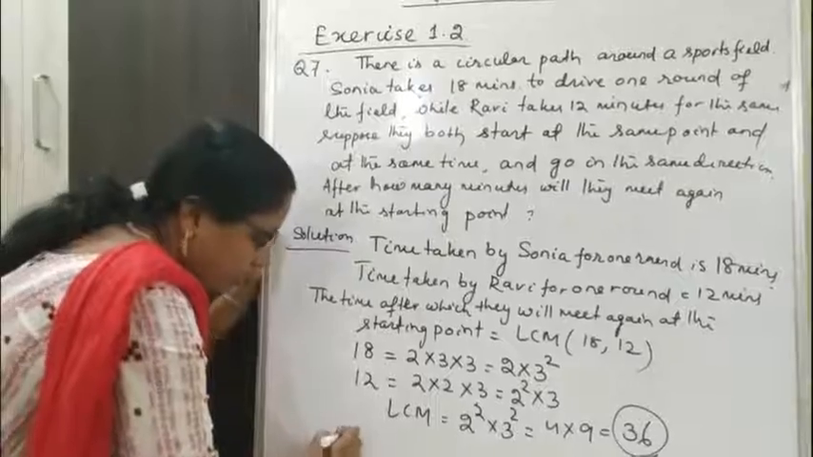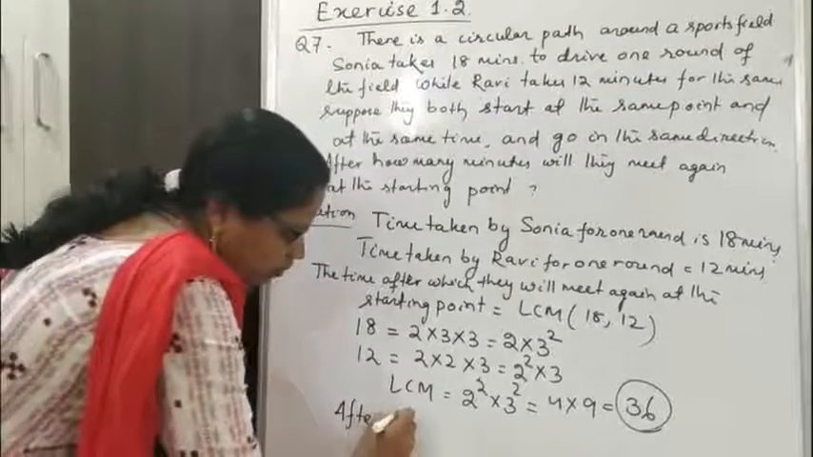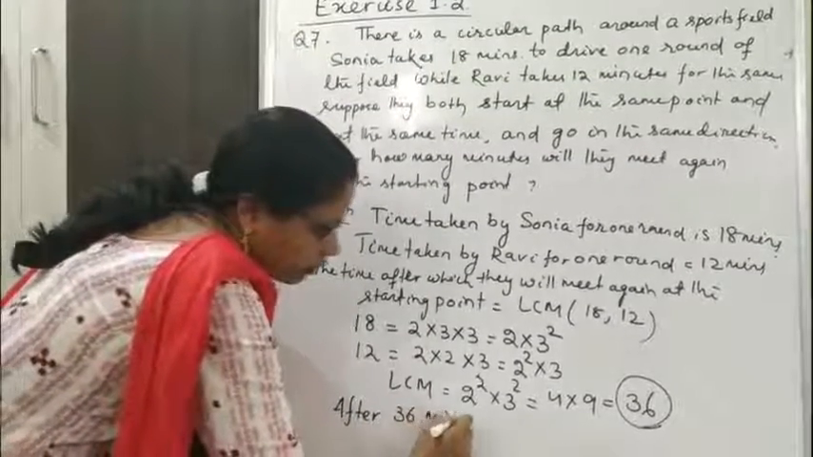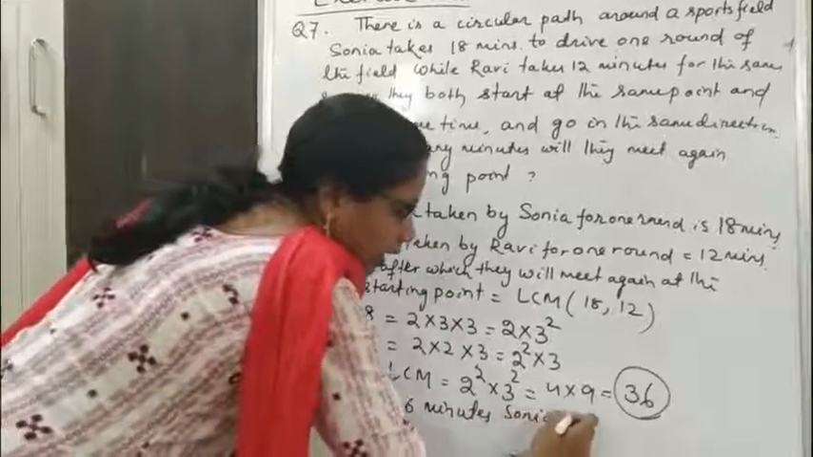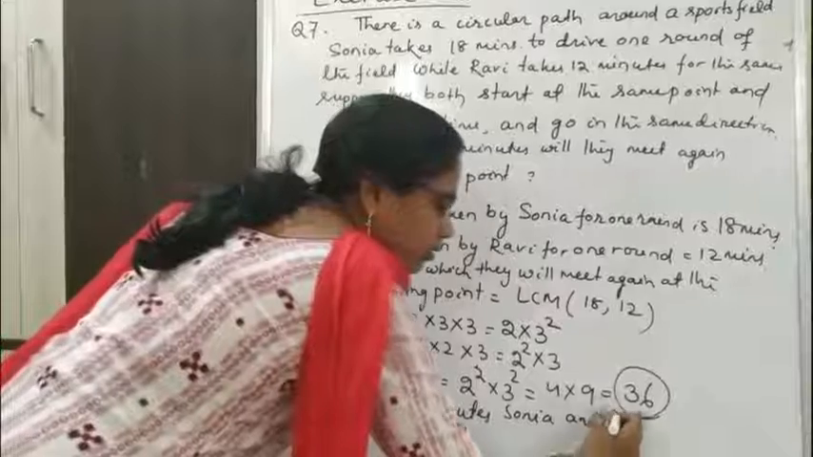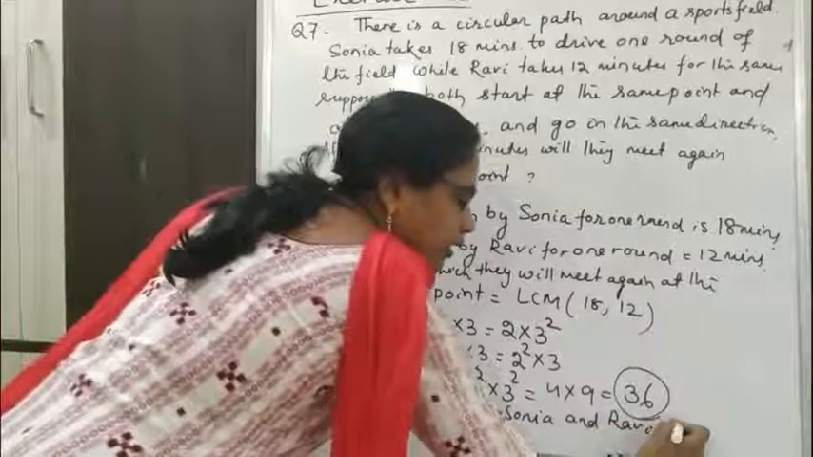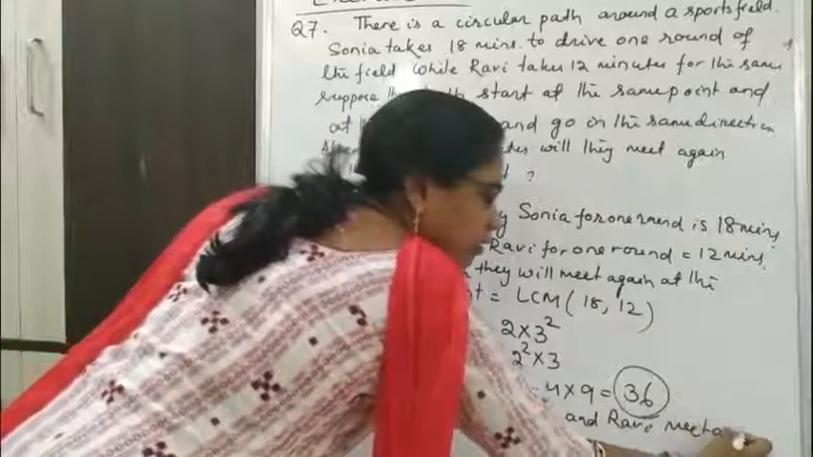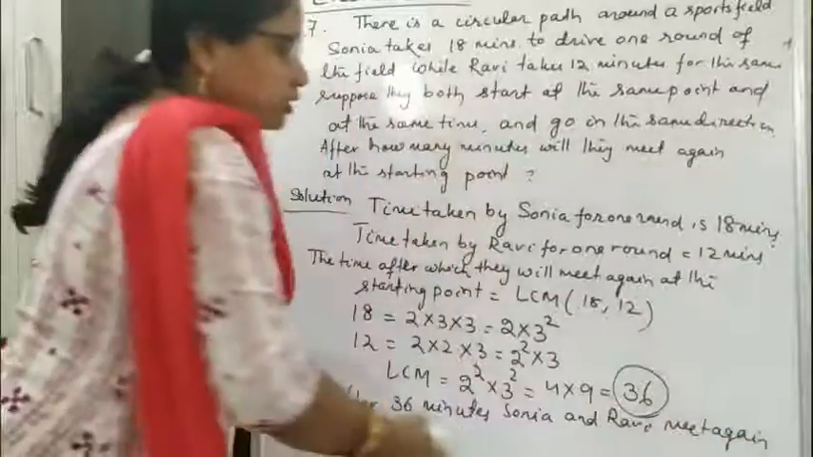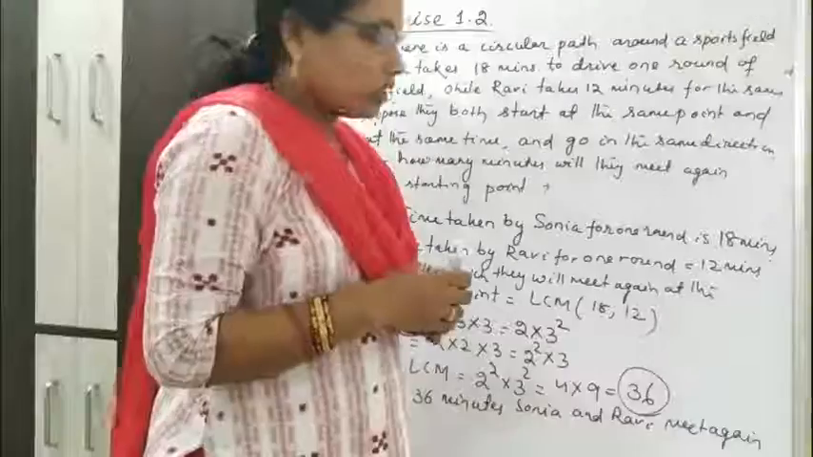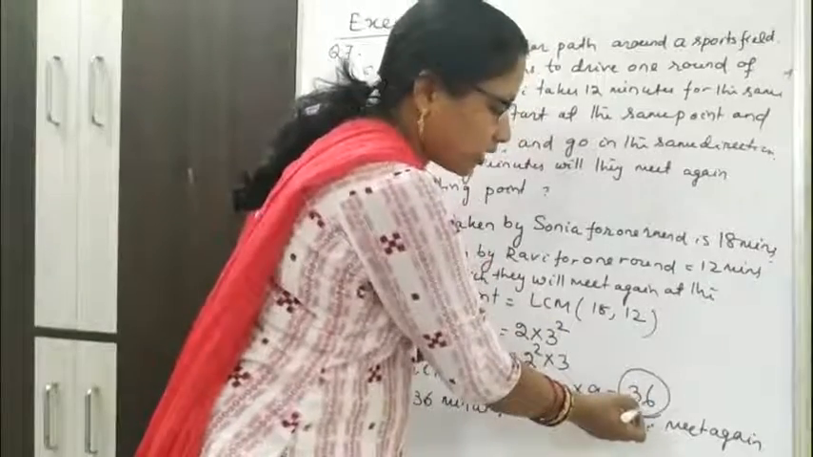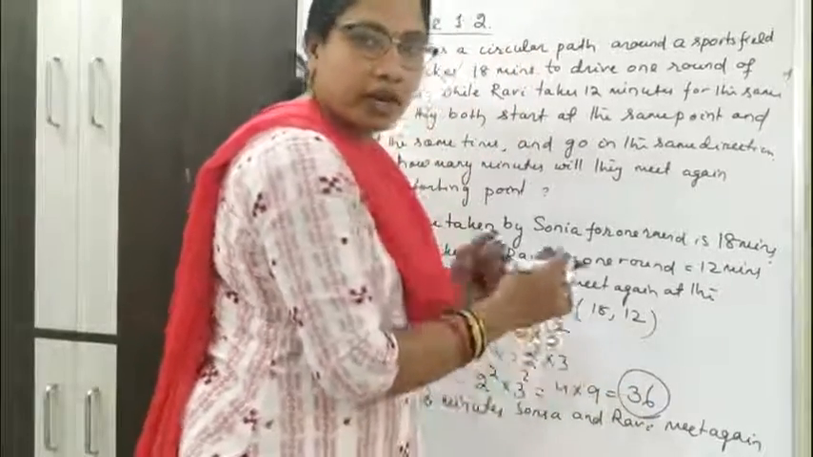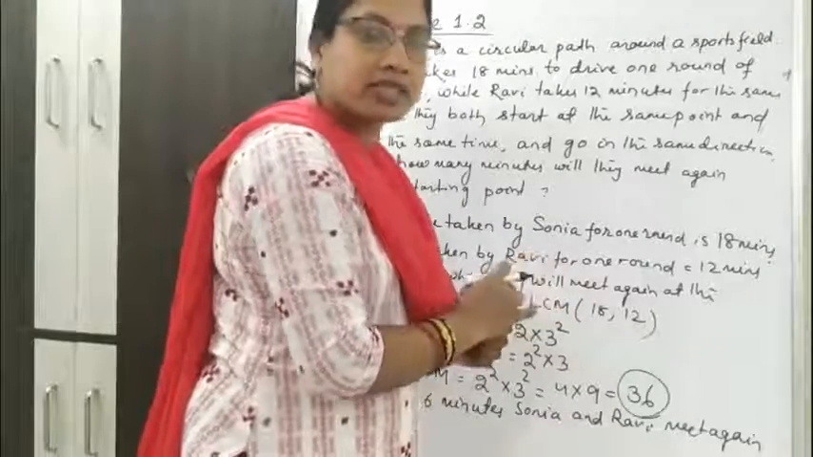So therefore after 36 minutes, Sonia and Robbie meet again. So 36 is the answer. So here we got the answer 36. That means after 36 minutes, Sonia and Robbie meet again at the starting point.